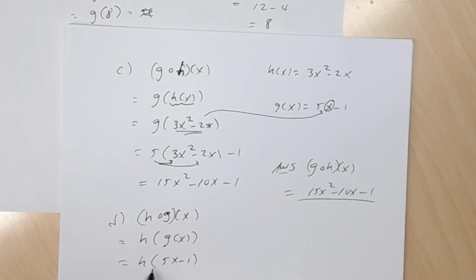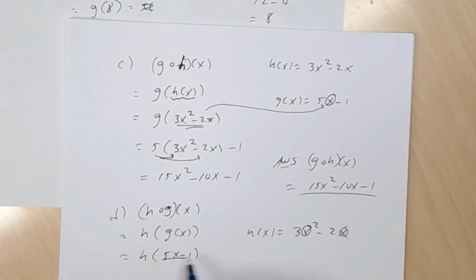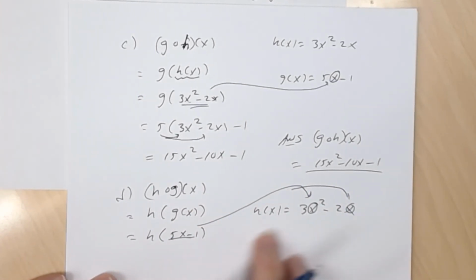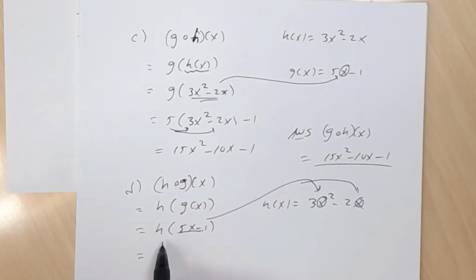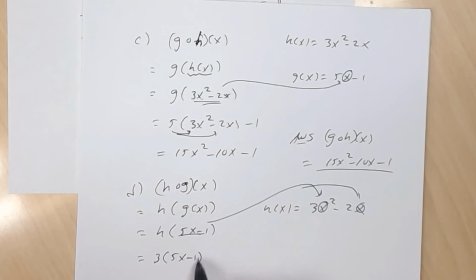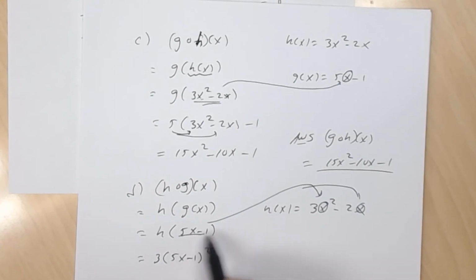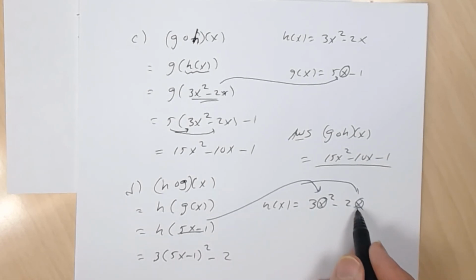All right, and this says I go to my function H, and remember, H of x is this. And wherever I see the variable x, I'm circling them, I'm going to replace it with this expression. Now this is going to involve a lot more work than the last one, because notice you're squaring a binomial. All right, but let's still go ahead and write this out. So that becomes 3 times 5x minus 1 squared, minus 2 times 5x minus 1.